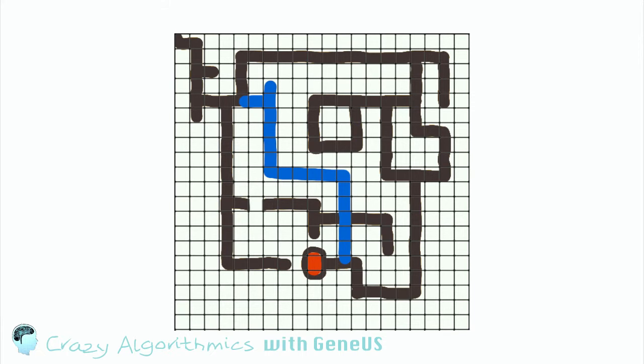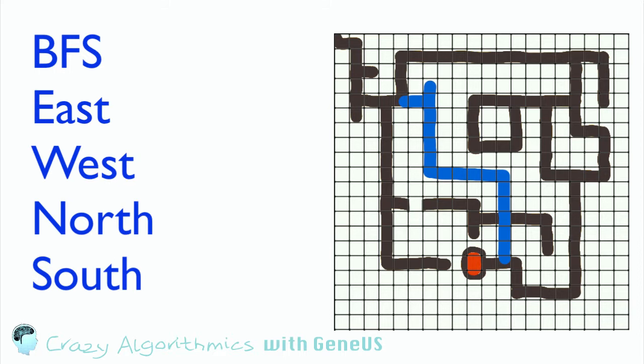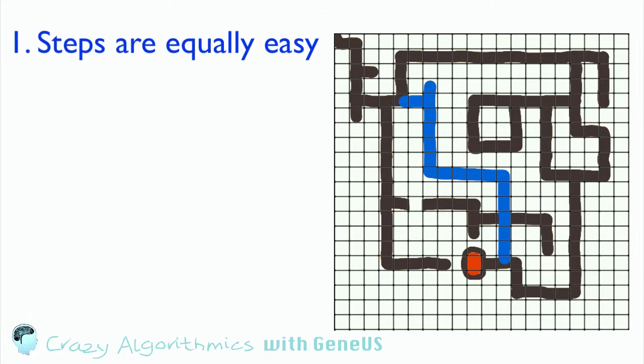In the last video, I used breadth first search, or BFS, to get the shortest path from the beginning of the maze to the goal. I used letters to indicate east, west, north, south, and it worked fine. However, this method has a couple of flaws. First, it was based on an assumption that every step we take was equally easy. Of course it was. We were just traversing the array.